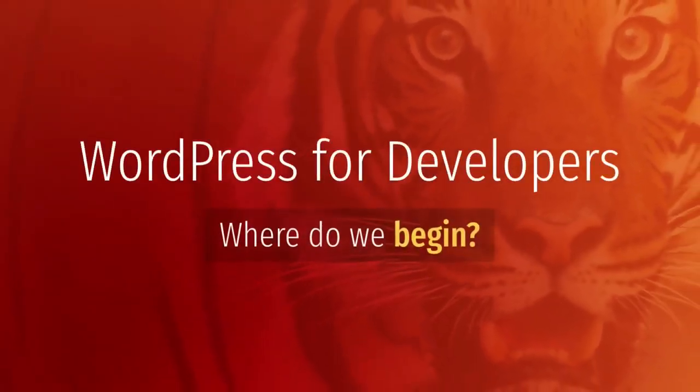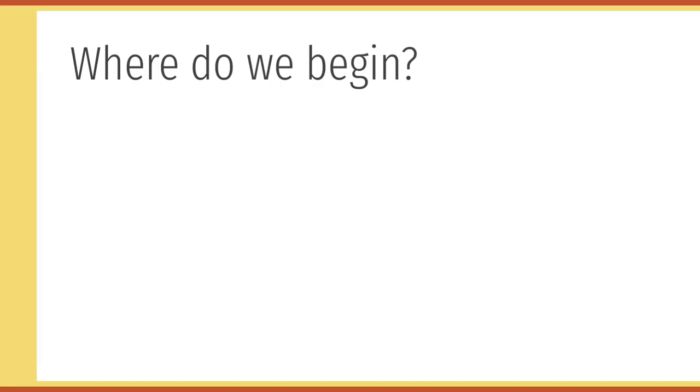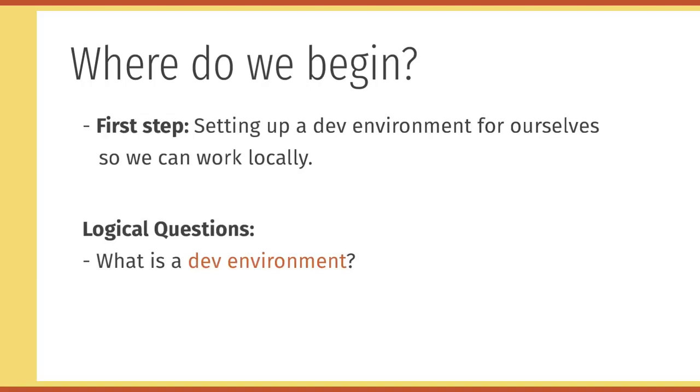Hello everyone. In this lesson, we will answer the question, where do we begin? So whenever I'm helping someone learn WordPress development, I always say that the first step, our first priority, should be setting up a dev environment for ourselves so that we can work locally. Now don't worry, I do not expect you to know what that means. In order to explain what that means, let's ask ourselves 2 new questions. What in the world is a dev environment? And what does working locally mean?